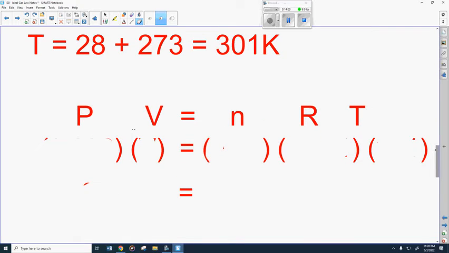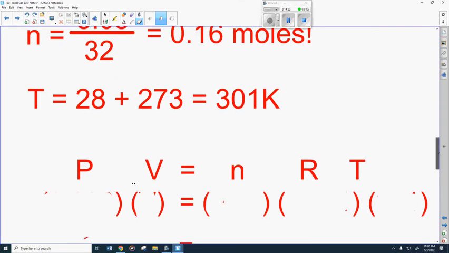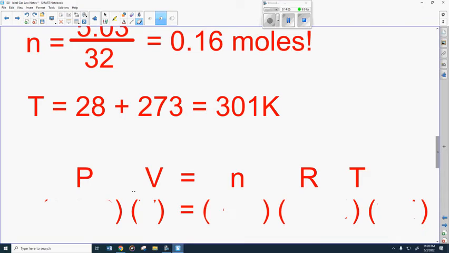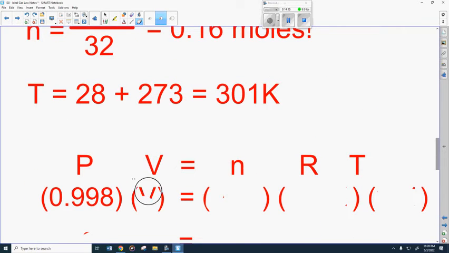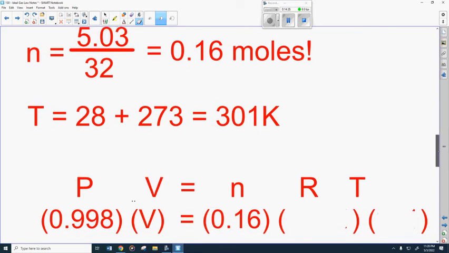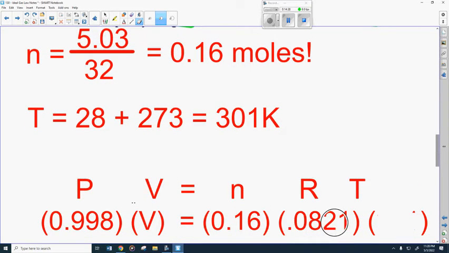Okay, so PV equals nRT. Well, for my pressure, I've got 0.998. That's coming directly out of the problem, up here in green on the very far right. Volume, that's what we're being asked for, so I don't know what that is. Leave it as the letter V. n, I just solved for, is that 0.16 moles right there, okay, at the top. R is always my trusty 0.0821. And my Kelvin, which I also just had to convert from Celsius, is 301.